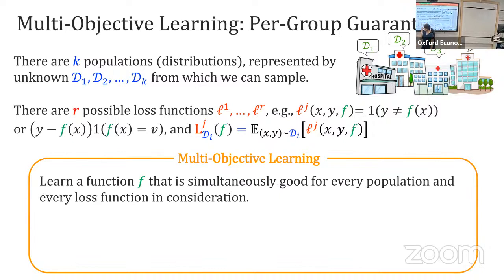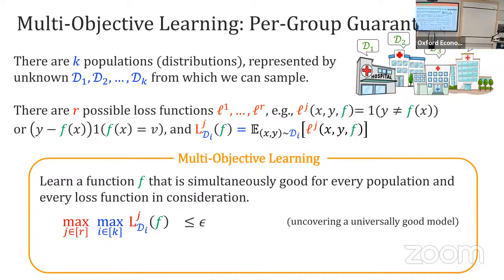What the multi-objective learning framework wants is to learn one function f. And right now, let's say that the fact that f is a single function is important. We can relax that. That is simultaneously good for every population and every loss function. What might that look like is that if I fix the population and the loss function, this is what I'm asking for. Now, I'm saying that no matter what the population or what the loss was, I still have an upper bound. If I can guarantee this, what you should really interpret this as is that I'm uncovering something that's universally good for everyone.